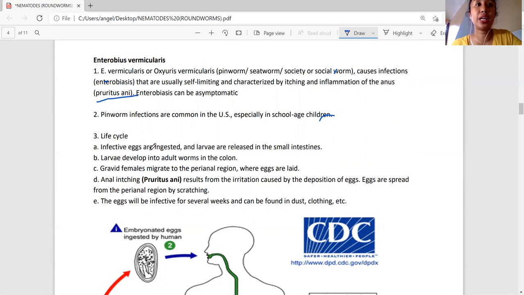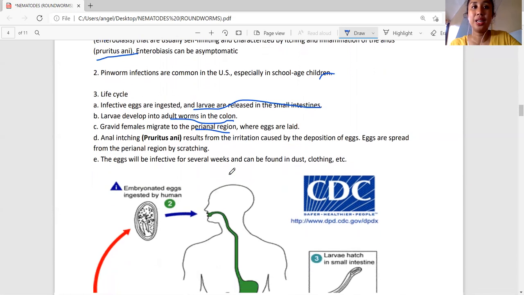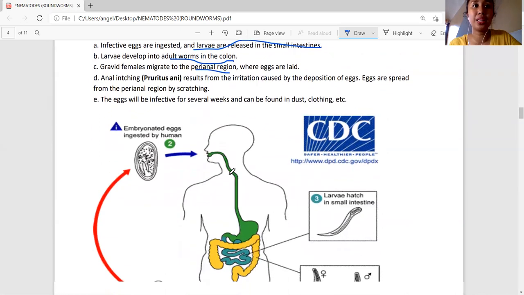Infective eggs, so embryonated eggs, are ingested and larvae are released in the small intestine. When still larvae, they are in the small intestine. When it becomes an adult, it's in the colon. And the female, during the night, will migrate to the perianal region. Anal itching results from the irritation caused by the deposition of eggs. The eggs will be infective for several weeks and can be found in dust and clothing. So class, the linens need to be kept clean.